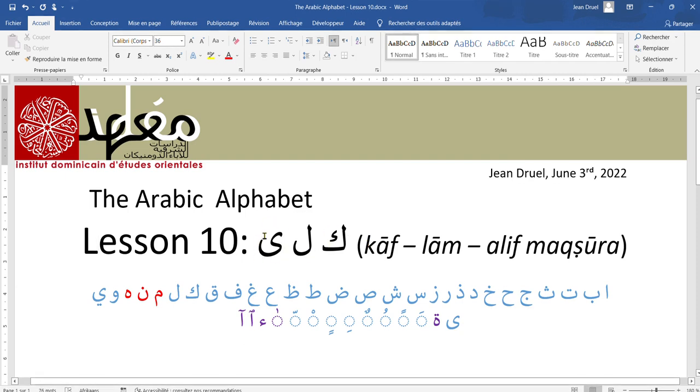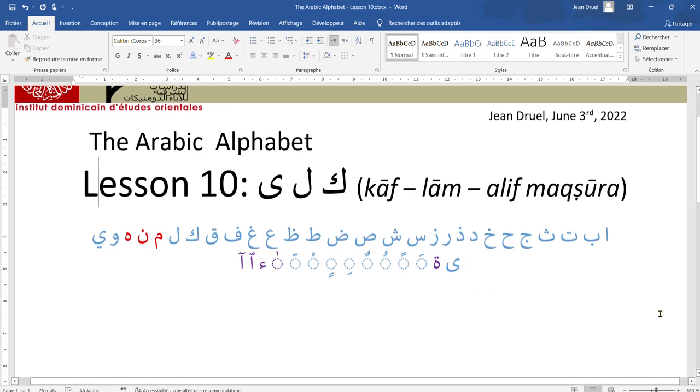This one here is not in the alphabet. It is here on the second line. It is called alif maqsura. It is written like a ya, but it is pronounced like an alif. So it is a, but written as a ya without the dots. Okay, so this is this one. So let's see how to write them.